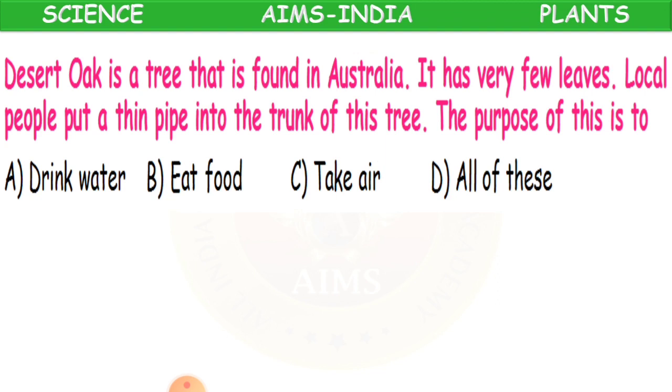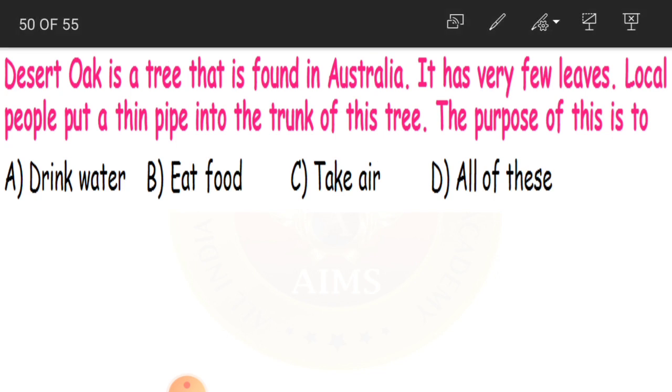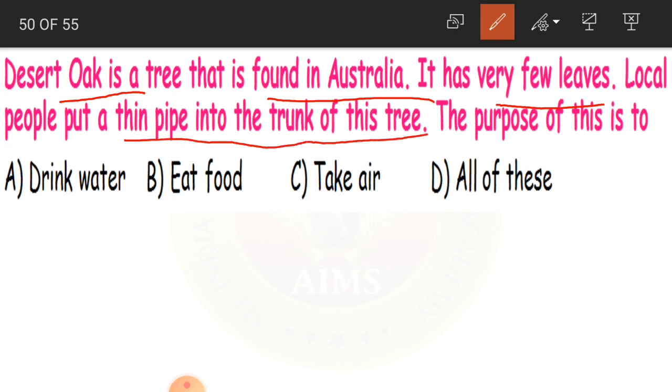Then the next question. Desert oak is a tree that is found in Australia. It has very few leaves. Local people put a thin pipe into the trunk of this tree. The purpose of this is to desert oak. It is a tree that is found in Australia and it has got very few leaves. So the people who live there, they put a thin pipe into the trunk of this tree. Why do they put this pipe into the trunk? Whether to drink water, eat food, take air, or all of these.